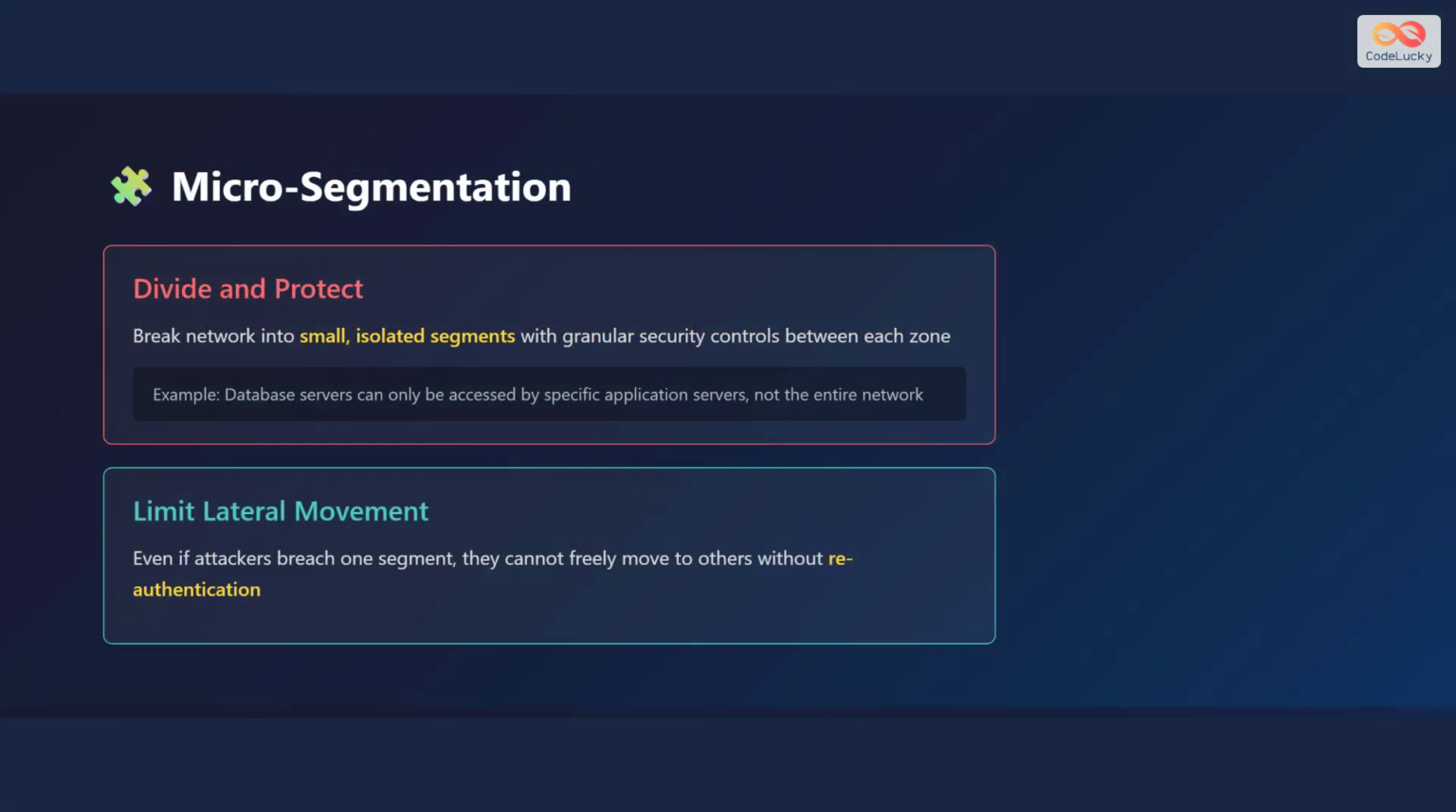Micro-segmentation is a critical strategy in Zero Trust that divides your network into small, isolated segments with granular security controls between each zone. For example, database servers can only be accessed by specific application servers, not by the entire network. This approach severely limits lateral movement. Even if attackers successfully breach one segment, they cannot freely move to other segments without reauthentication and reauthorization, effectively containing the damage.